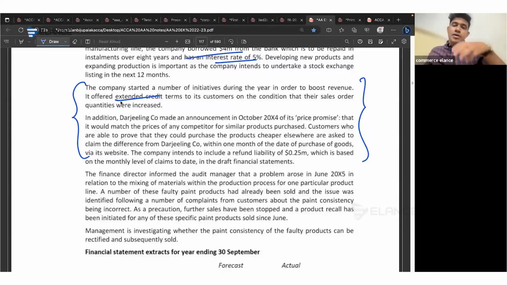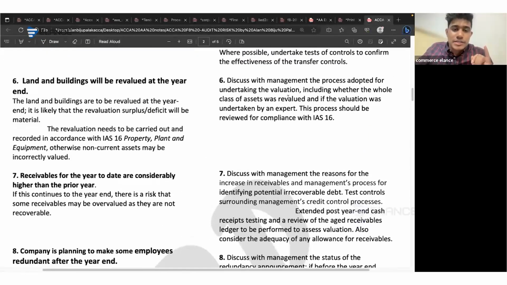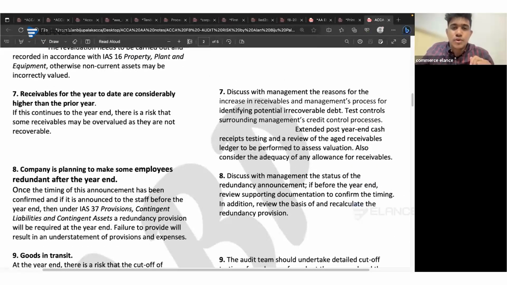We will consider whether we will get the money from old balances by reviewing the aged receivables. And we will also consider adequacy of allowances for receivables. We need to check whether there is any requirement for the allowances for receivables. അപ്പൊ എല്ലാവരും ഒന്ന് അൺമ്യൂട്ട് ചെയ്തിട്ട് പറഞ്ഞേ. അപ്പൊ എന്തൊക്കെയാണ് നമ്മൾ പറയേണ്ടത്? Extended post year end cash receipts testing, then review of aged receivables ledger, and we need to consider adequacy of allowances for receivables. So this is that point.